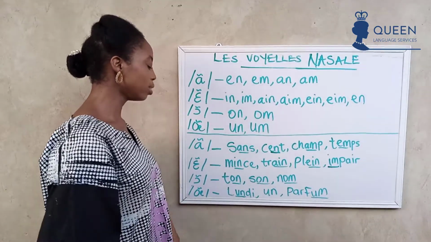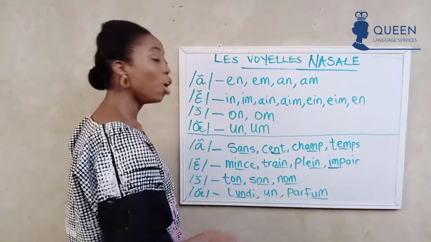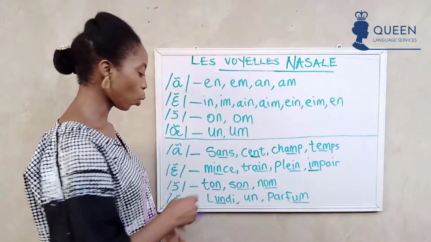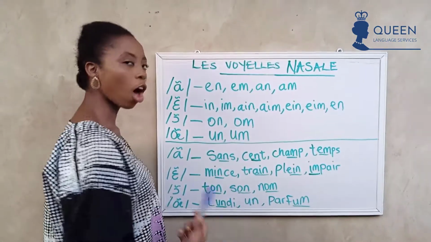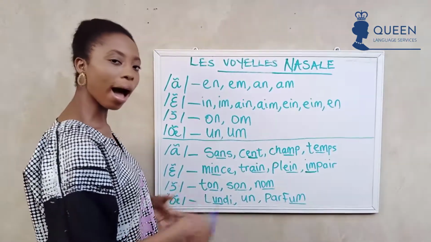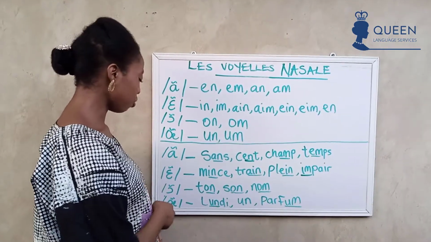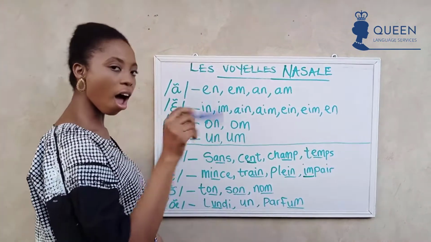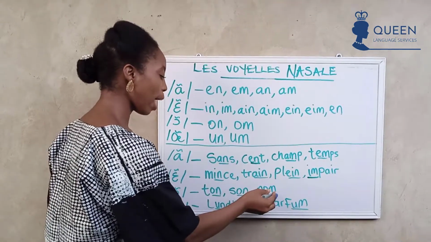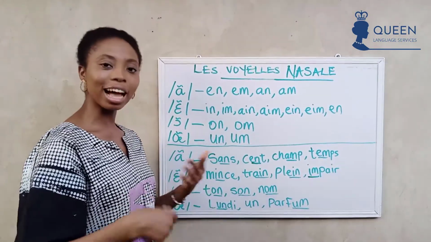Let's move to the next one, which is the last sound. So we have example like lundi. Can we see the un variant of the sound? Lundi. So let's move on. We have un, which means one. We have parfum, which means perfume. I know, our body spray that we use. So basically for this sound, we have basically two variants that are very frequent in French words, which is the on, om. We have the un, and hope we can identify our nasal vowels now.